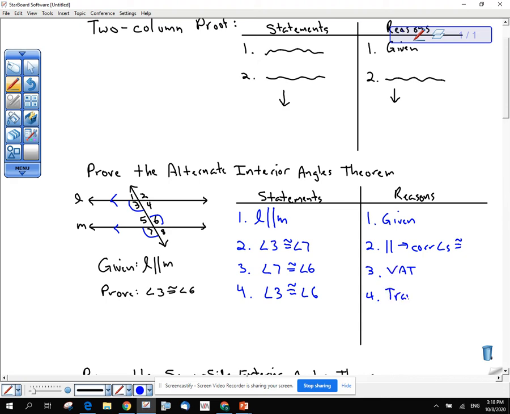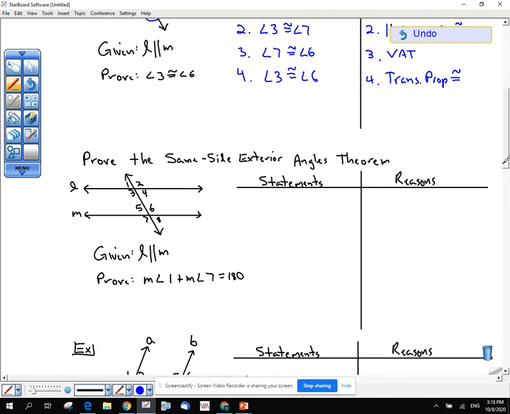Transitive property of congruence. And you're done. See, you wanted to prove this. You did, so you're done. Let's move on to the next one.